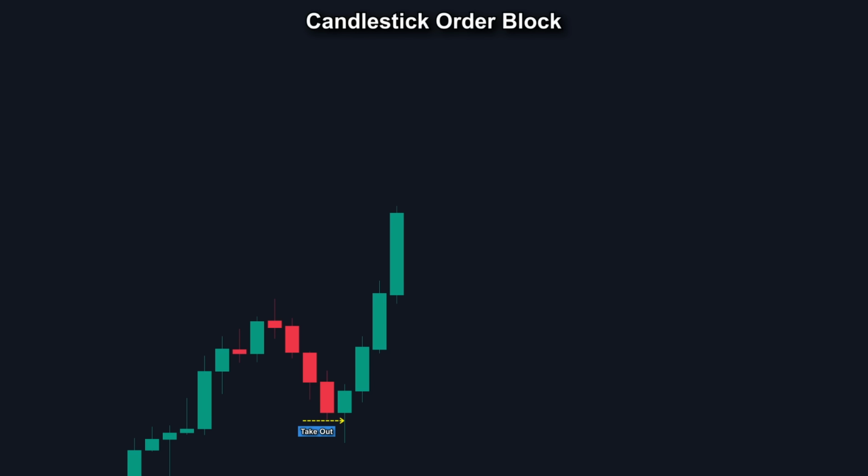But here's the question. Is there an imbalance? Look at the 3 candle sequence after it. The upper wick of the first candle and the lower wick of the third candle don't overlap with the body of the middle candle. There's a gap. That's your imbalance. And did price break structure? Yes. It took out the previous high. Break of structure confirmed. This order block is valid.